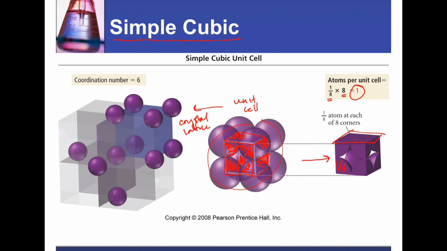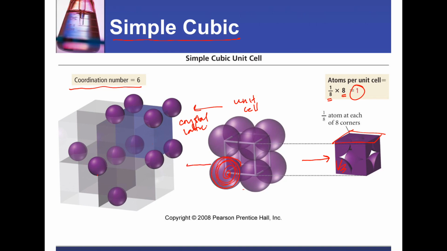Now something else we can see in this picture is what we call the coordination number. The coordination number is how many atoms an atom from my unit cell is in contact with. And one of the best ways to see this is if I take my unit cell, so I'm just going to look at this picture here, and I'm just going to talk about this atom right here.